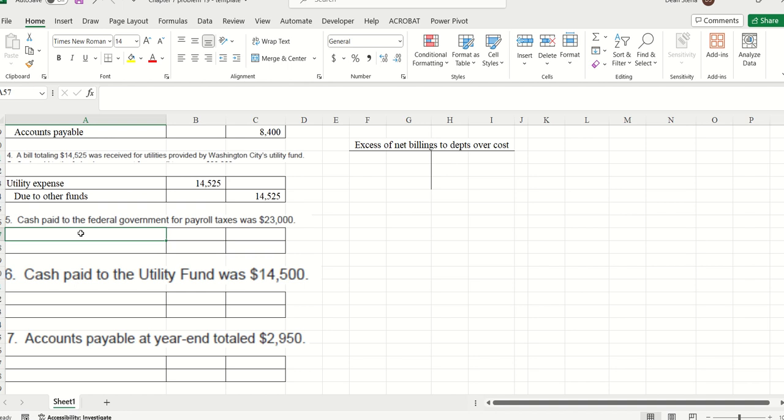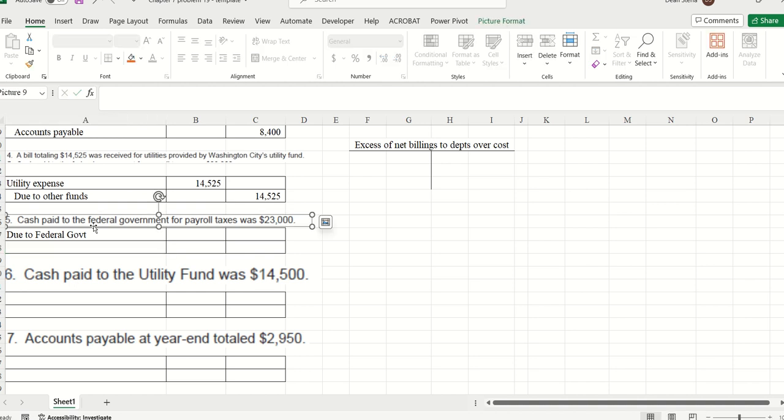Number 5, cash paid to the federal government for payroll taxes was $23,000. So we're gonna hit due to federal government, and we paid them, right? So we paid them with cash, and that was for $23,000.